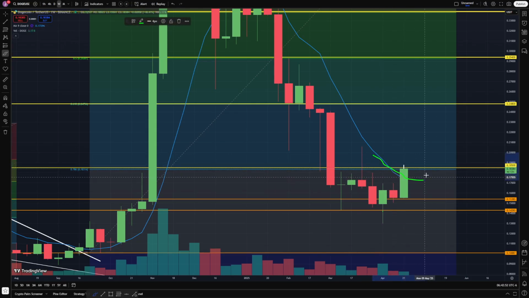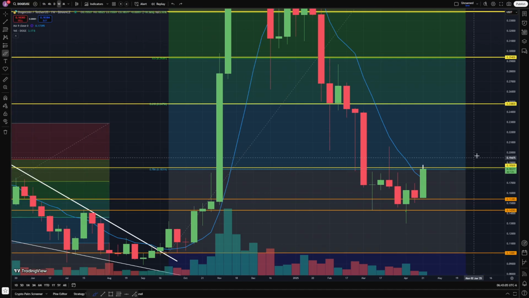So we had the 9 moving average, we broke above it. Let's see if we can stay above it. Then let's see what happens the next candle. Can we get support on it? Then maybe we can really start pushing to the upside. I think that'll be a good sign for Dogecoin.